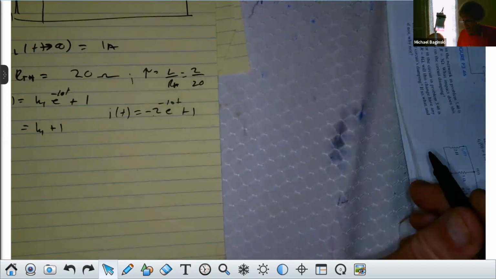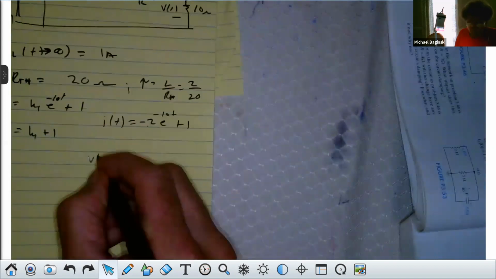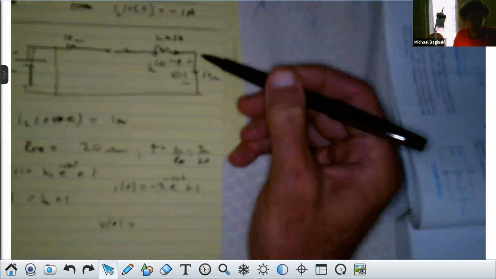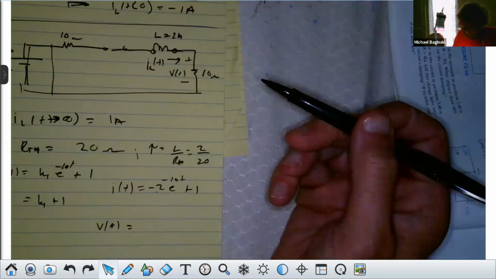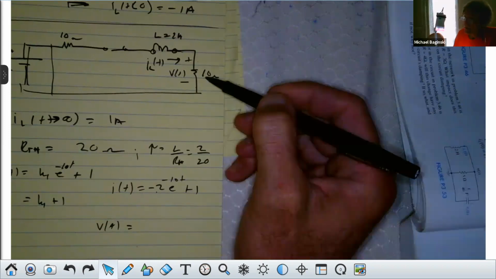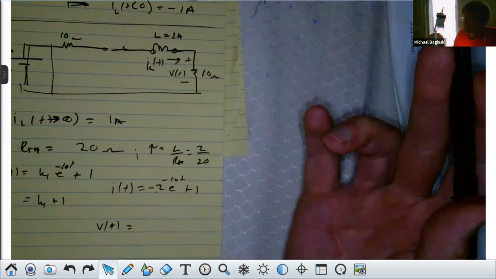Now, that wasn't what was asked for, though. This is a circuit for t greater than 0, but I wanted this voltage. Now, please pay attention. What is that voltage V of t, class? Remember, that current, what is it? And now it's simple, the way I've drawn it. What is this voltage, class? 10 times that current. It would be 10 ohms times I of t, right? We have I of t, correct? So 10 times that. Y'all see this?